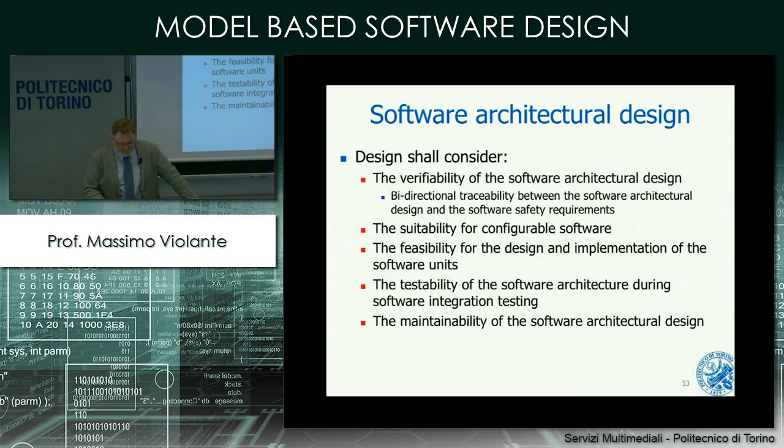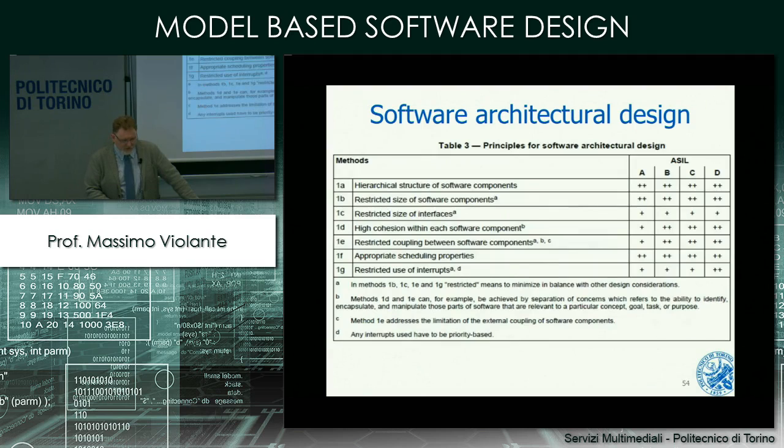Then, which are the principles of software architecture design? Again, they are suggested by the standard: hierarchical structure, restricted size of software components, restricted size of interfaces, restricted use of interrupts. So the designer of the architecture is not free to choose whatever they have in mind. There must be some activities guided by principles as suggested by the standard according to the different ASIL level. Okay?